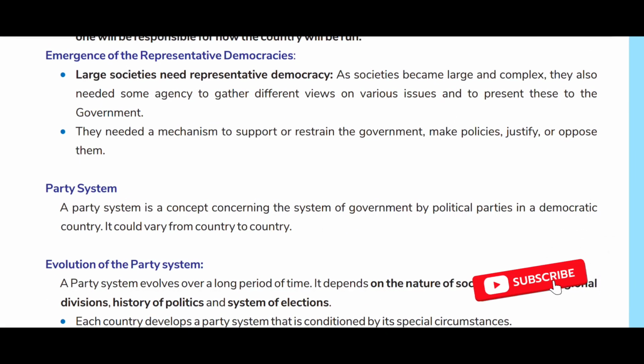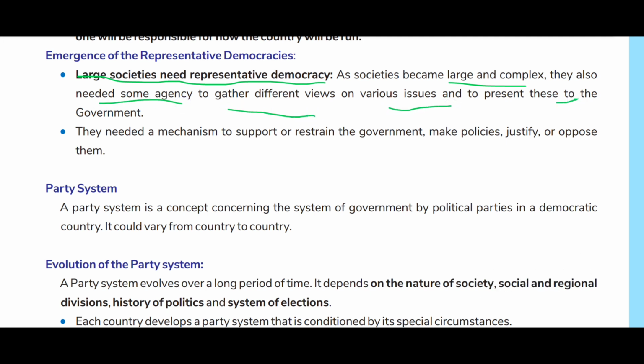Emergence of representative democracies. In a large society, we need representative democracy. As societies become large and complex, they also need some agency to gather different views on various issues and to present these to the government. They needed a mechanism to support or restrain the government, make policies, and justify or oppose them.